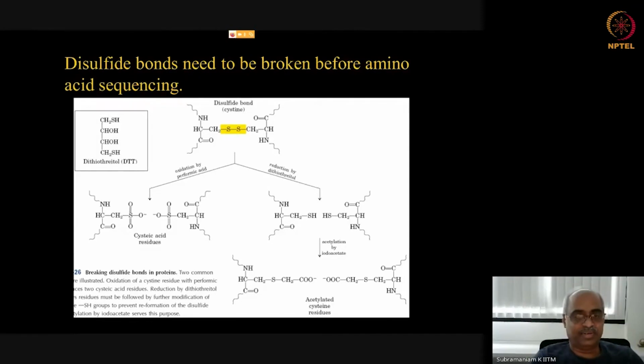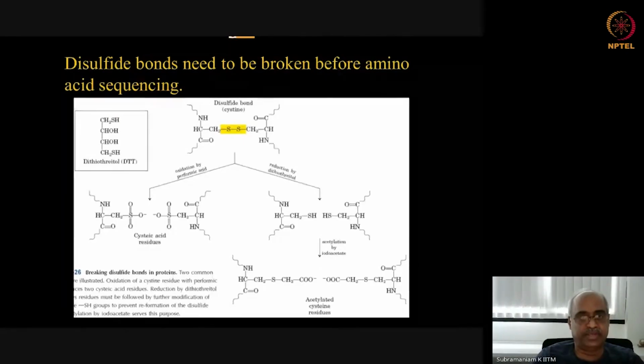So yesterday we were discussing Edman degradation for amino acid sequencing of proteins. So we'll continue that. Today we are primarily going to look at how to synthesize polypeptides.